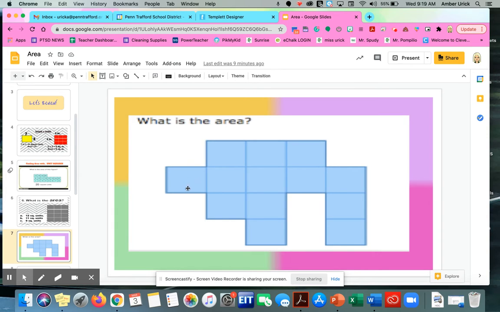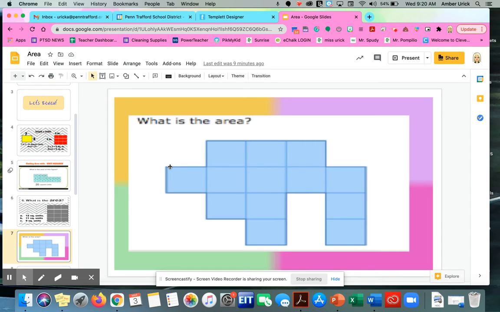So for myself, I'm going to start on the left side, just like I read, and I'm going to continue going to the right. And then that way I know I won't count something twice. Are you ready? 1, 2, 3, 4, 5, 6, 7, 8, 9, 10, 11, 12, 13. In this case, we came up with 13 what? What do we label it? 13 square units.